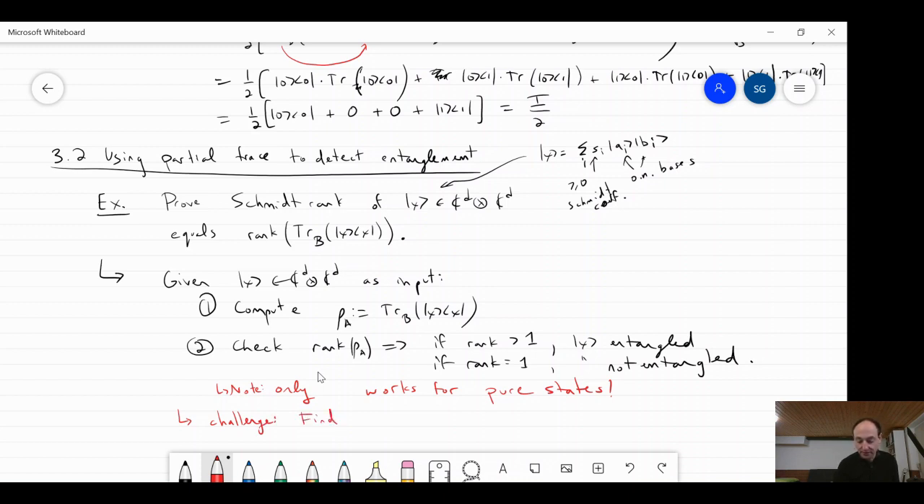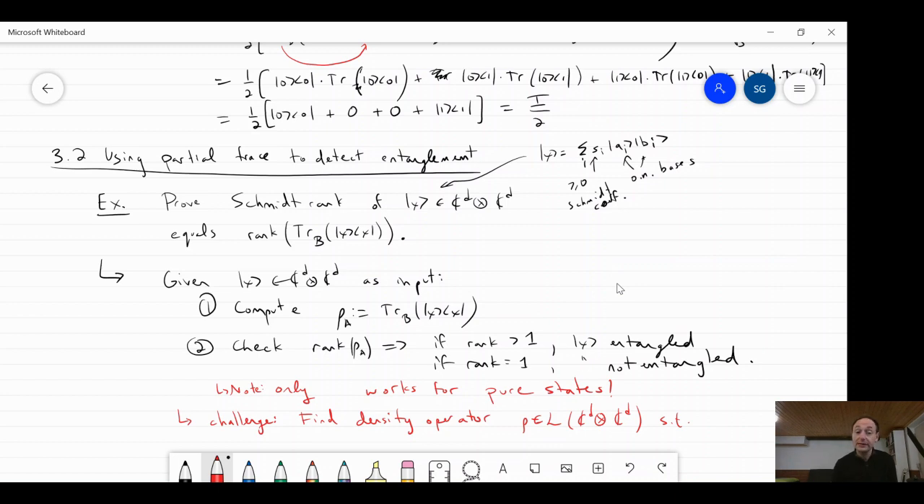Find a density operator rho, which is a linear operator on two spaces. Let's say C tensor D. If you want, you can think about two qubits, that's fine too. Such that it violates this criterion.